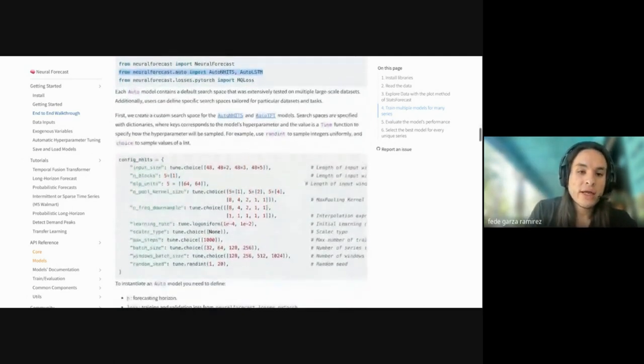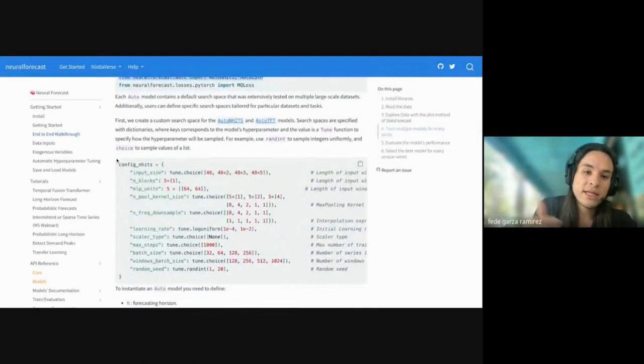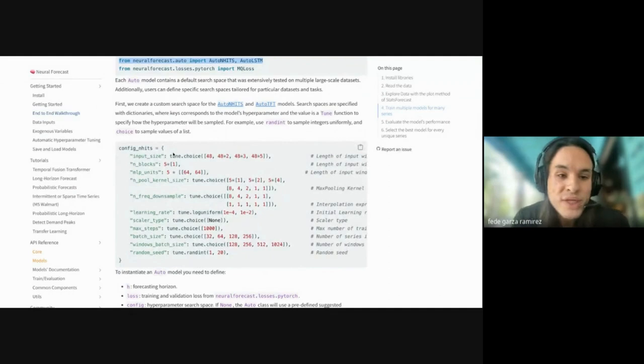In order to perform the hyperparameter selection, the first thing we need to do is to create a configuration or configuration space, and the hyperparameter selection will dive into the combinations of the config, which is basically a dictionary, and output the best model for such combinations. So, for example, in this case, for the input size, which is basically the number of lags that the models will be seeing during training, the hyperparameter strategy will select between 48 times 2, and so on.